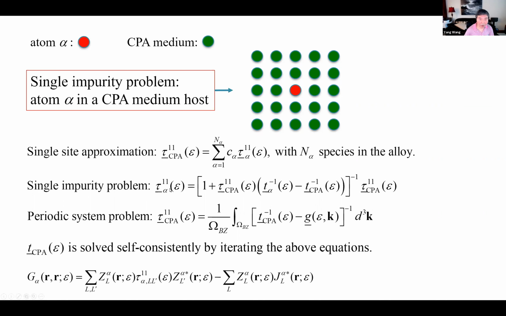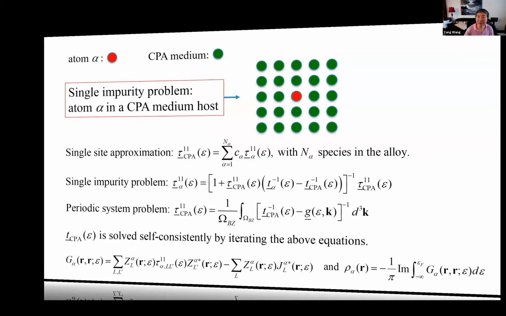Once we have tau alpha, we calculate the Green's function for it. We are able to calculate Z and J because given a particular alpha, it's a known atom. We know the potential for that, so we can calculate Z and J for it. We calculate regular and irregular solutions, and can construct the Green's function for that given chemical species. And then you calculate the charge density for that. So this is how KKR-CPA works, and how impurity calculation is done in the framework of multiple scattering.